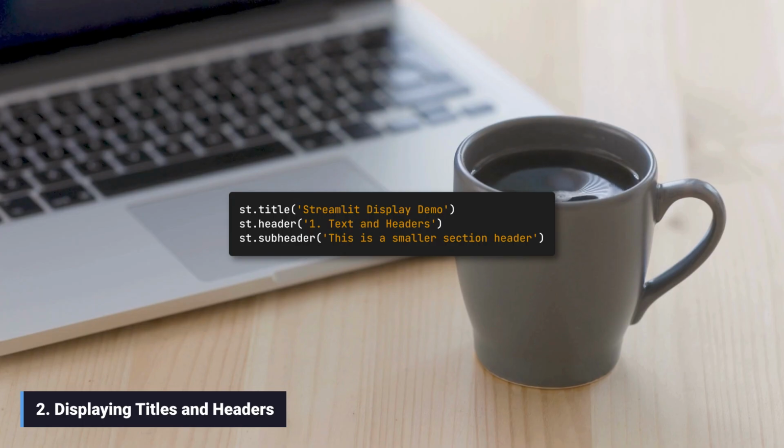2. Displaying titles and headers. To add visual structure, Streamlit provides dedicated functions. st.title displays the largest, most prominent text for the page title. st.header and st.subheader display section headings, which are rendered with different font sizes and boldness.